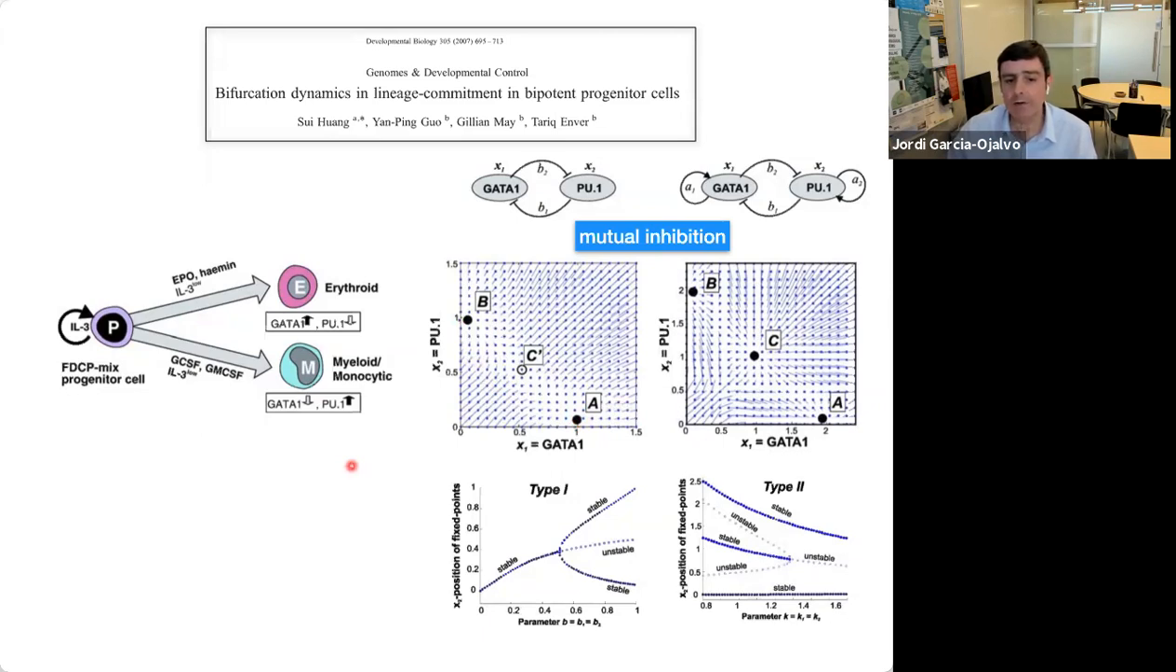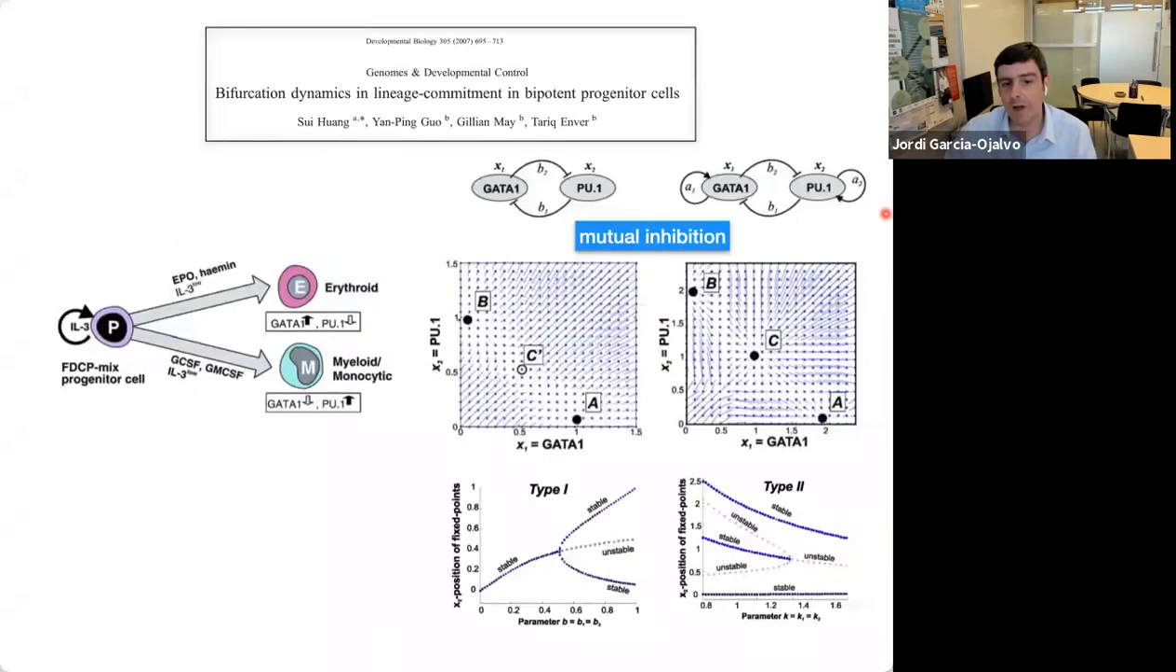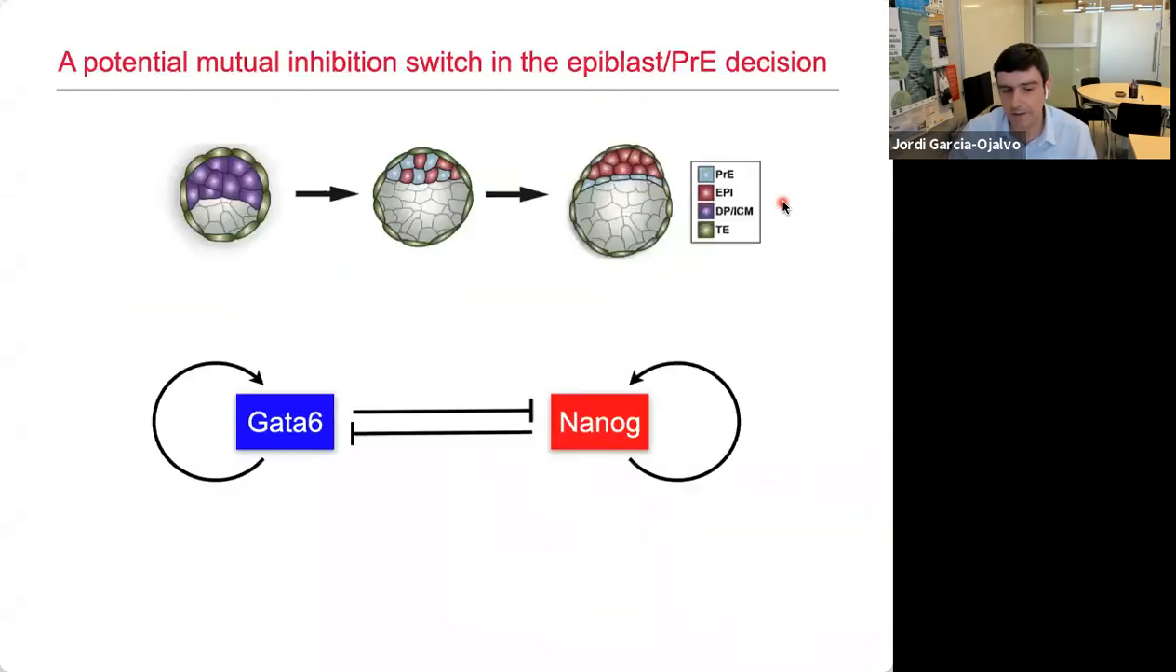Now, is this happening also in our case? We are talking here about adult stem cells, hematopoietic stem cells of the blood system, okay? What about our pluripotent cells inside the embryo, in this second cell fate decision? Well, it is known that in the same way that we have this kind of circuitry with two proteins inhibiting each other and activating themselves, we have also identified two regulators of these two fates, which are called Nanog and GATA6. When they are active, this means that the cell takes one fate or the other.